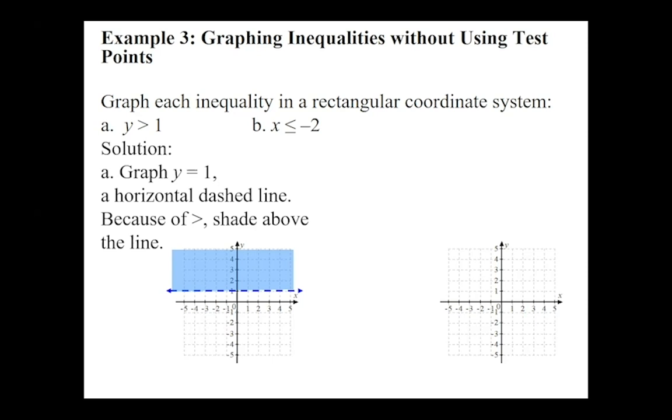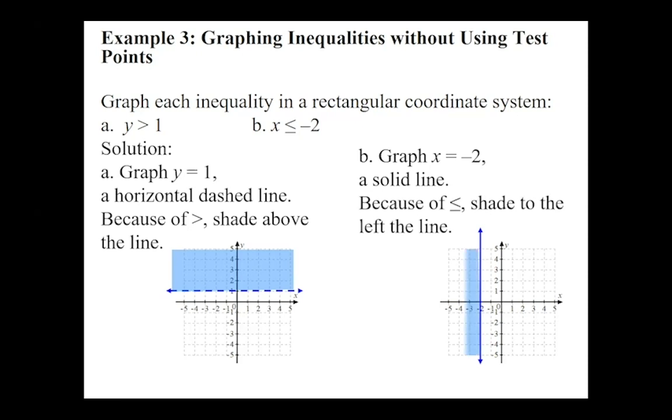X is less than or equal to negative 2. We have the or equal to, so this one's going to be a solid line. X equals negative 2 strikes the x-axis at negative 2. That's a vertical line. And then less than is left. So a solid line at x equals negative 2, shade to the left.